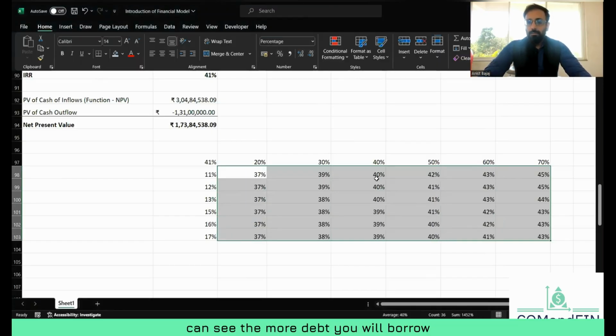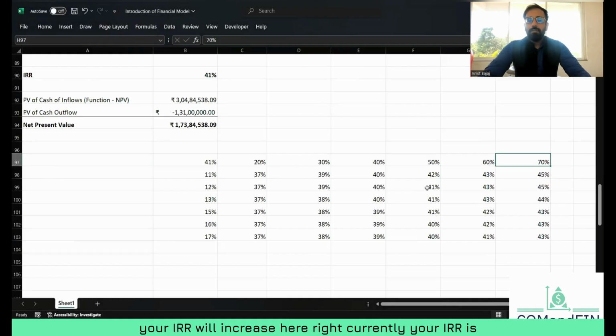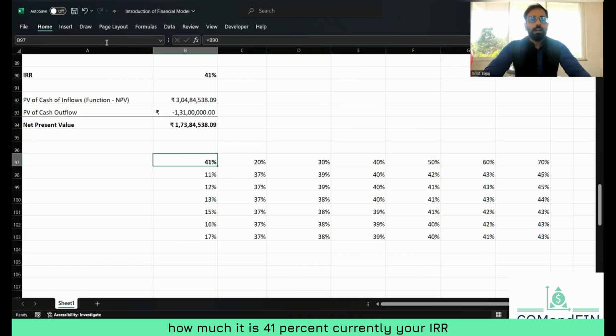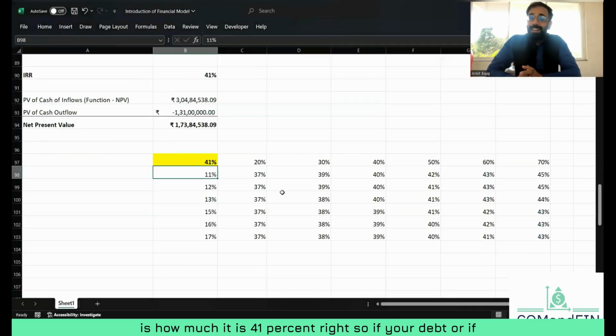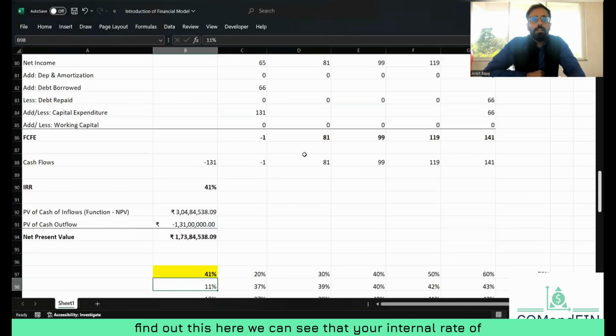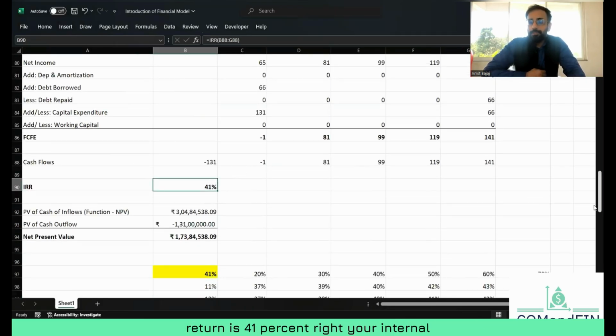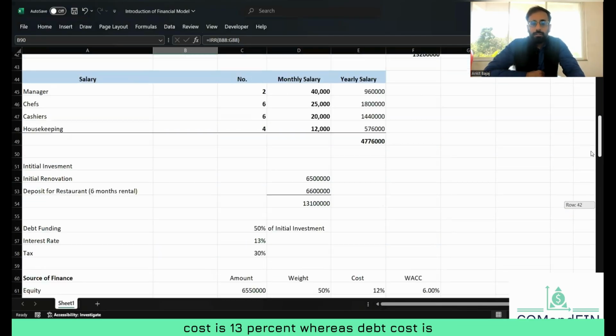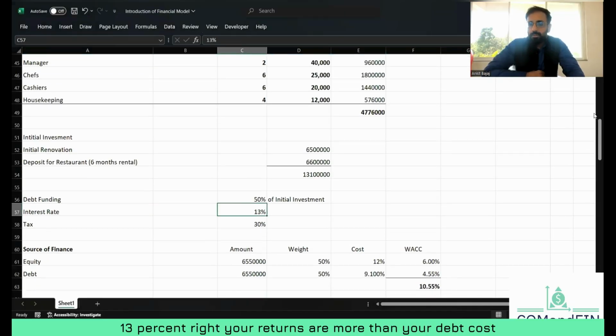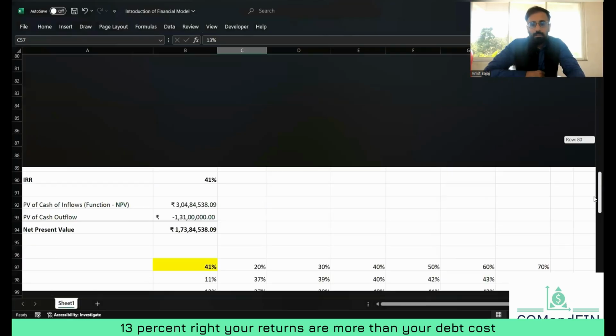Here you can see the more debt you borrow, your IRR will increase. Currently your IRR is 41%. If your business is able to generate more return than debt, how can we find this out? Here we can see that your internal rate of return is 41%, whereas the debt cost is 13%. Your returns are more than your debt cost.